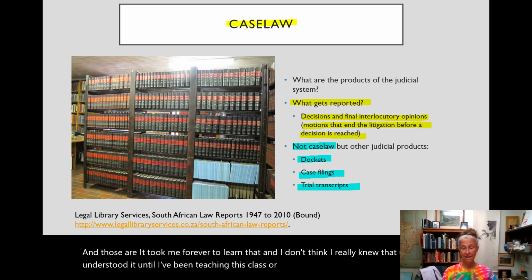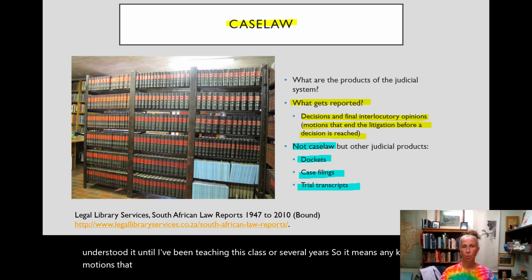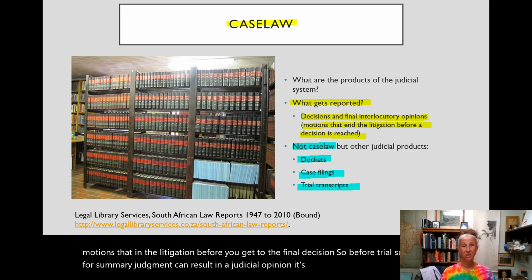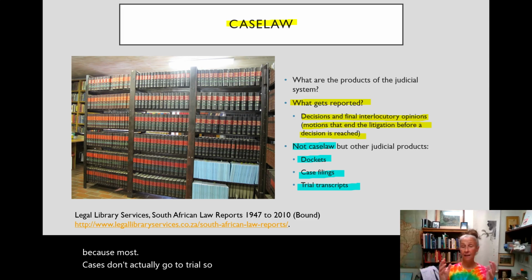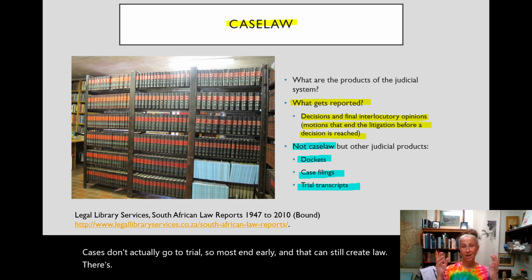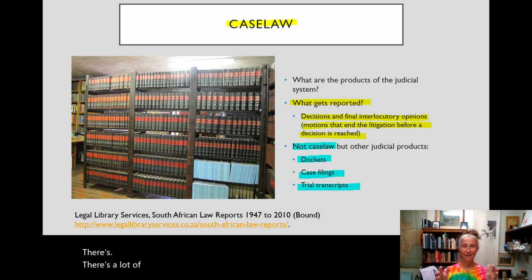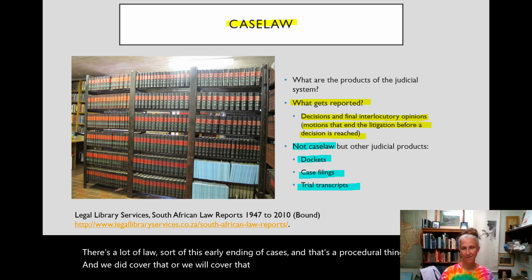So it means any kind of motions that end the litigation before you get to the final decision. So before trial, motions for summary judgment can result in a judicial opinion that's published. There's a lot that way because most cases don't actually go to trial. So most end early. And that can still create law. There's a lot of law on this early ending of cases. And that's a procedural thing. And we did cover that, or we will cover that in the rules of civil procedure.